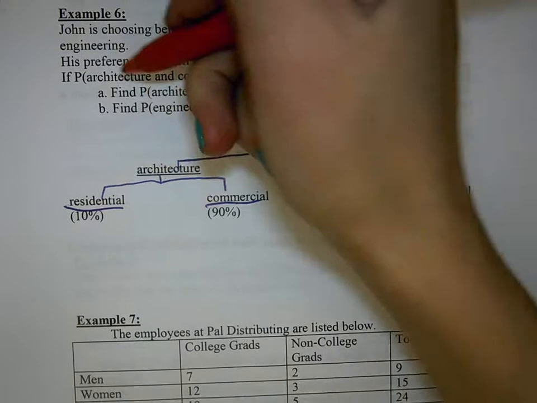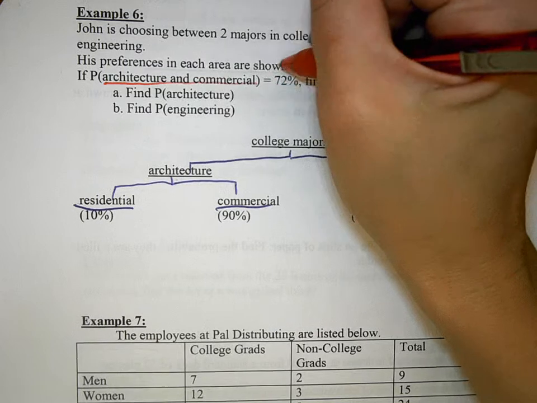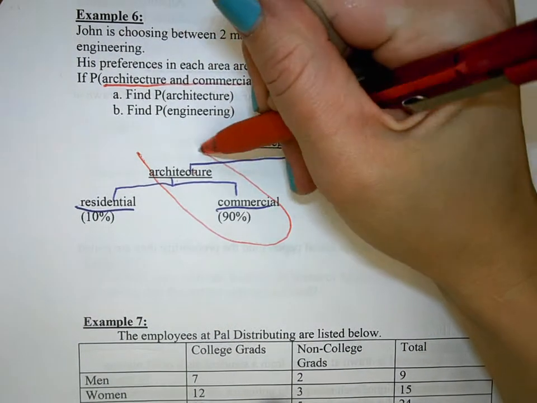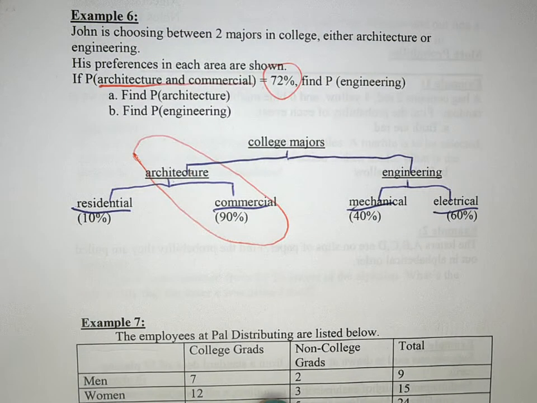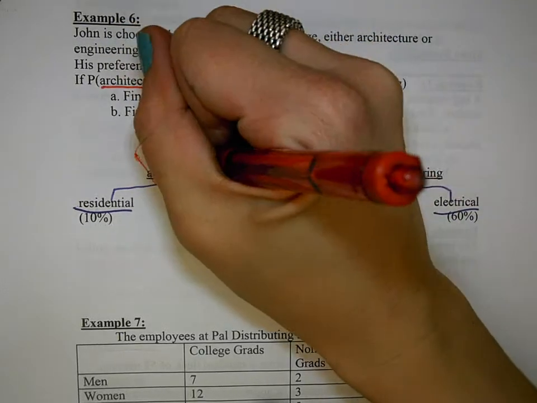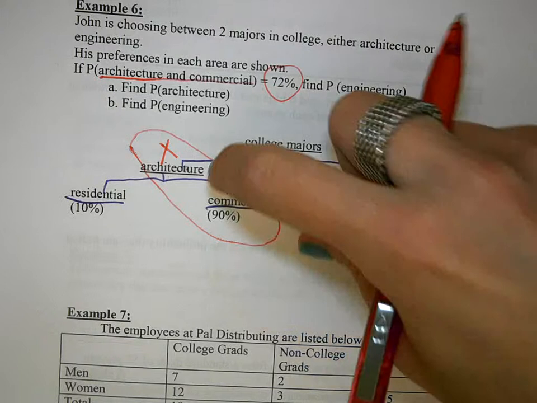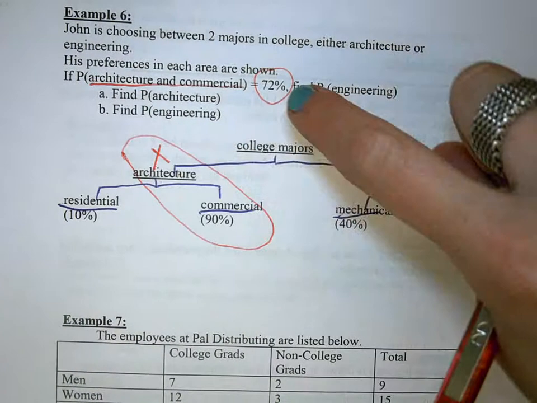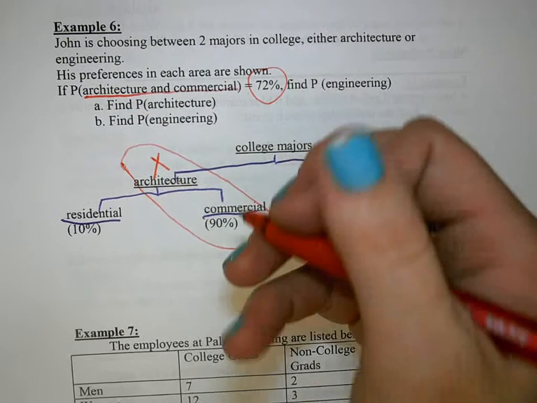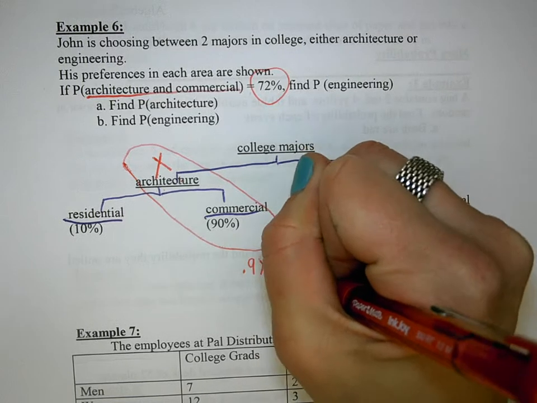So right here, it's telling you that architecture and commercial is 72%. So if we go down here, we have architecture and commercial. Okay, do you guys see that? Do I know what architecture is? No. This is my X. I know that commercial is 90%, and I know that when I multiply them together, it equals 72%. Okay, so I'm going to end up changing these to decimals. So that means I'm going to have 0.9x equals 0.72.